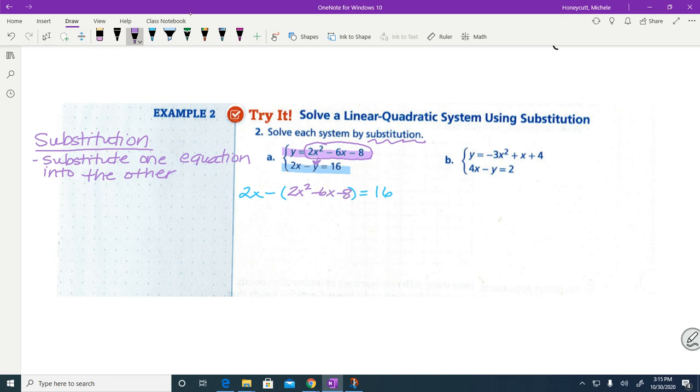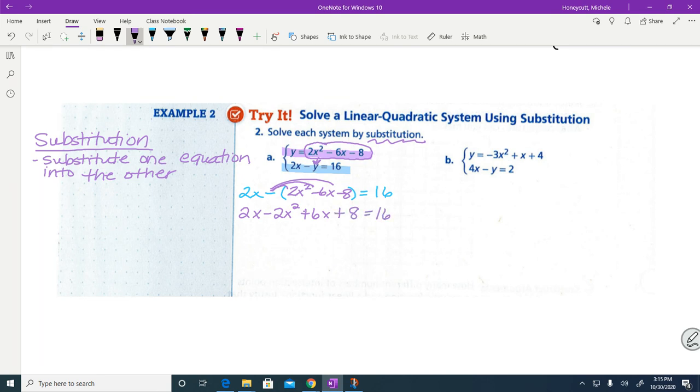All right, so then I now have an equation. So let's combine like terms and see what's in front of us. This negative does need to distribute. So I'll have 2x minus 2x squared plus 6x plus 8 equals 16.